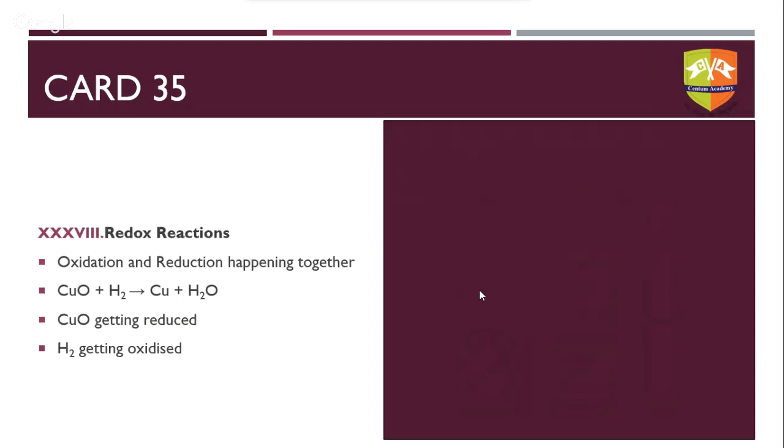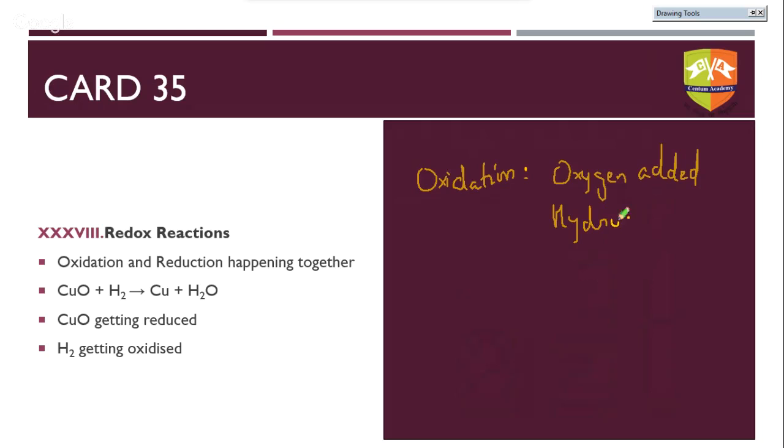Now let's look at the other types mentioned in your text. For example, redox reaction is mentioned quite commonly in your textbook. So what is a redox reaction? A redox reaction is a combination of oxidation and reduction reactions happening together. In simple terms, what is oxidation? Oxidation is where oxygen is added, or hydrogen is removed. This is the most common definition of oxidation. Now, whenever an oxidation happens in a reaction, reduction has to happen. Of course, when something gets oxidized, only then will something get reduced.